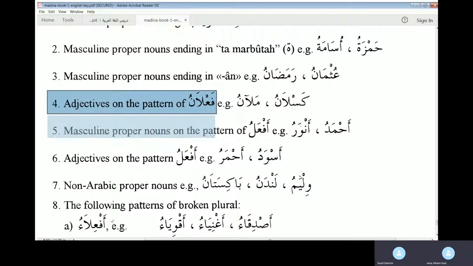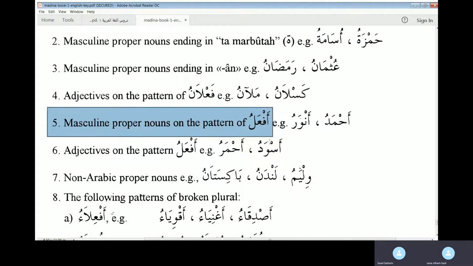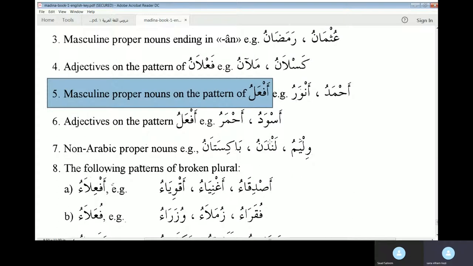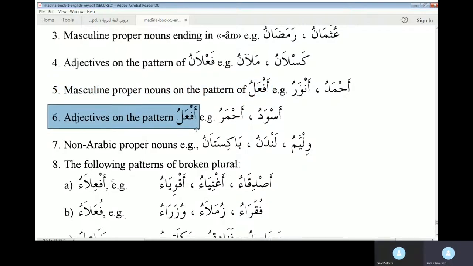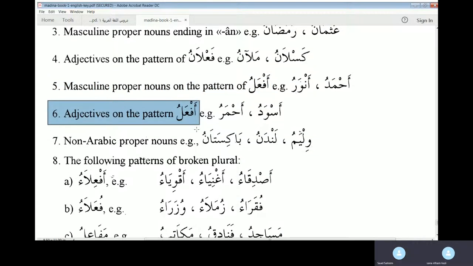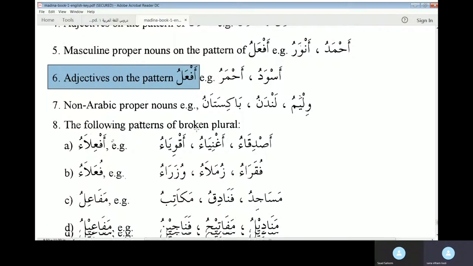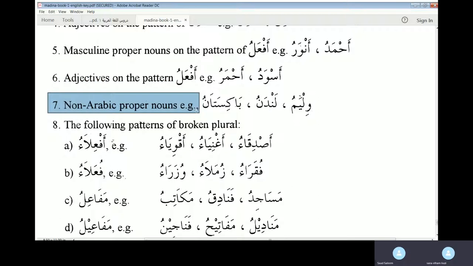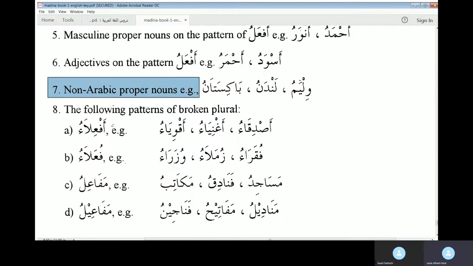Fifth, masculine proper nouns on the pattern of Af'alu, for example, Ahmadu, Anwaru. Sixth, adjectives on the pattern of Af'alu, for example, Aswadu, Ahmaru. Seventh is non-Arabic proper nouns, for example, Williamu, Londonu, Pakistanu.